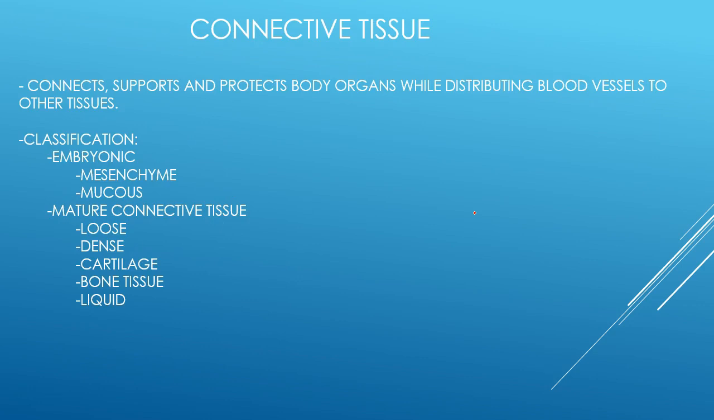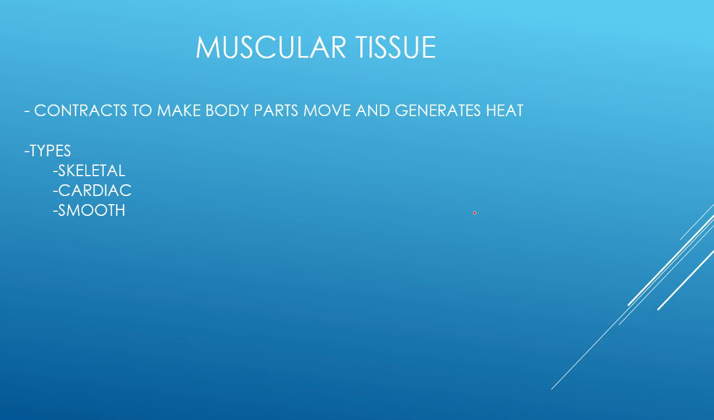Okay, connective tissue. Again, here are the examples of those. Embryonic, we lose the mucus connective tissue, but mesenchyme sticks around. It happens to be some of our stem cells that help to repair and regrow parts of our body. Then mature connective, so we have loose, dense, cartilage, bone, and liquid. So cartilage we all know too well. We find those in joints for cushioning. All right, muscular tissue, again, skeletal, cardiac, and smooth. We will discuss those in depth in a few chapters.